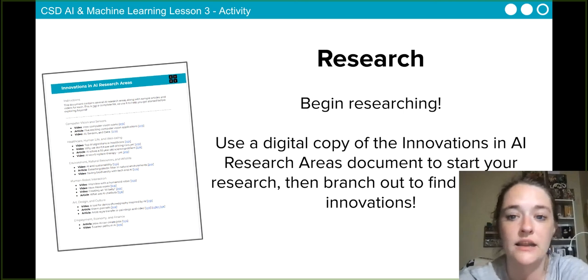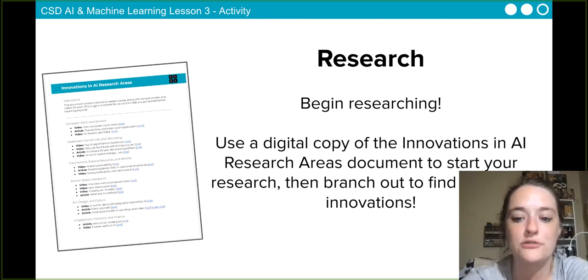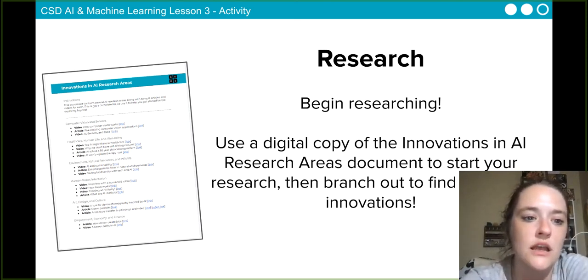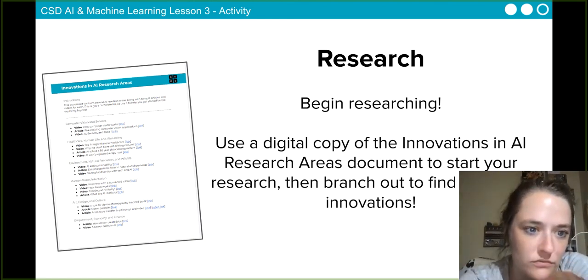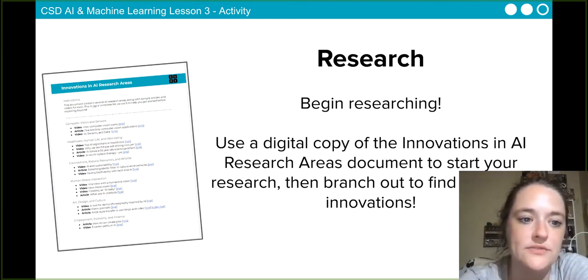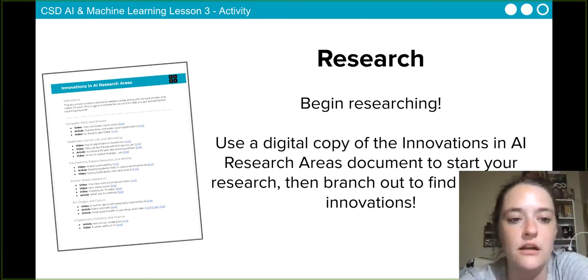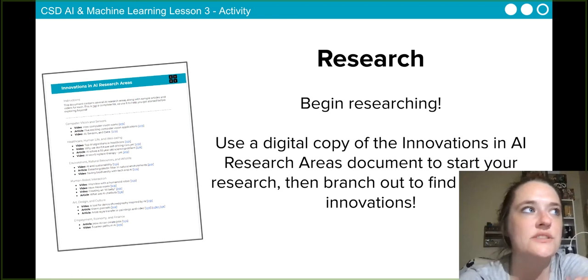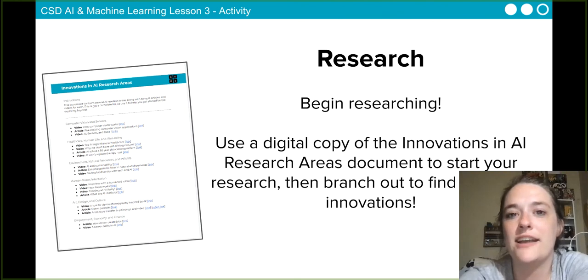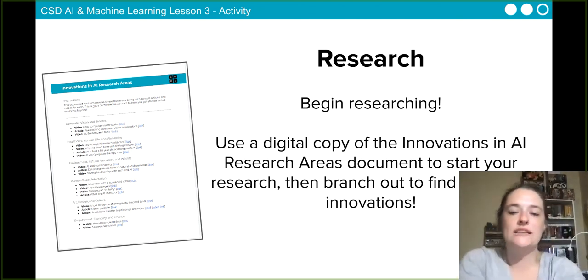Once you find something that really inspires you, I want you to post the area. So if you look at this innovations in AI research areas, like the fourth bullet point says video top AI algorithms in healthcare. If you choose something that talks about how AI is helping to identify cancer cells early on, then just put something like that. AI is helping to identify cancer cells early on.